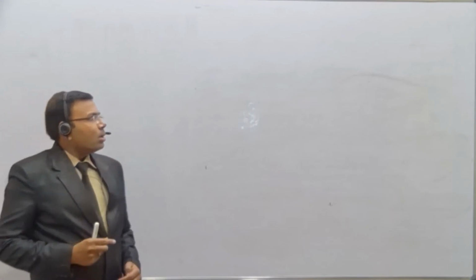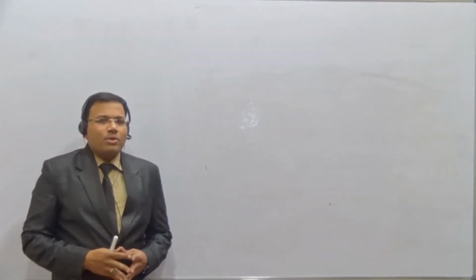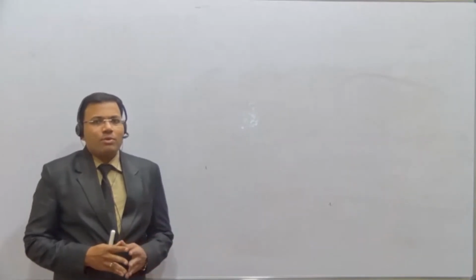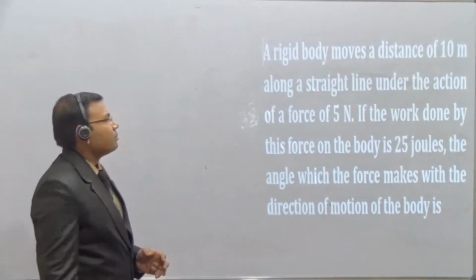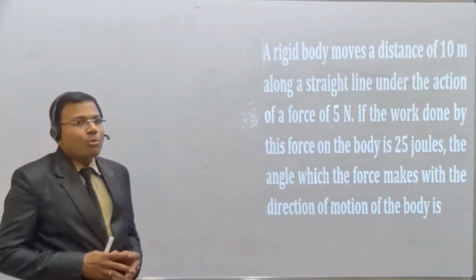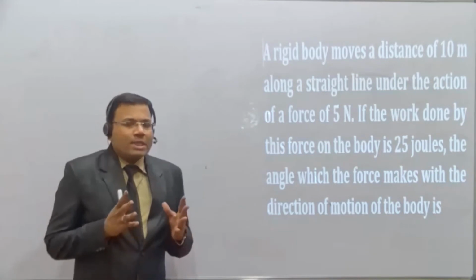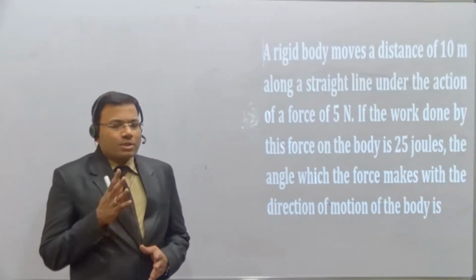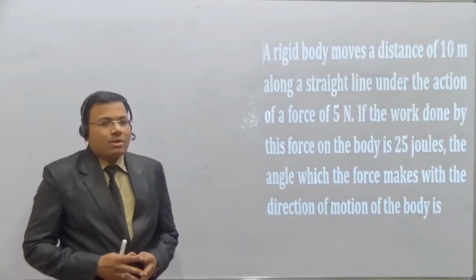Okay, now students, let us move on to the problems themselves. So the first problem under the concept of work is there on the board. The first problem is: a rigid body moves a distance of 10 meters. Don't see the length of the question, just see what the question says. A rigid body moves a distance of 10 meters.